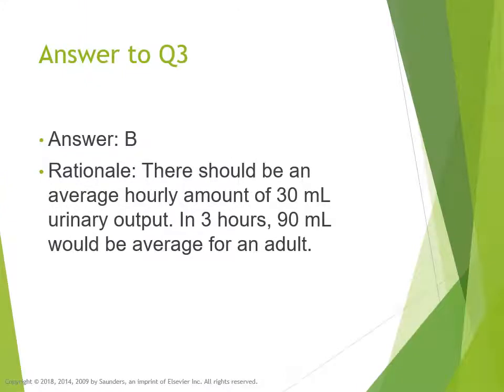The answer is B. There should be an average hourly amount of 30 mL of urine output. In 3 hours, 90 mL will certainly be an average for any adult. Let's move on to the next question.